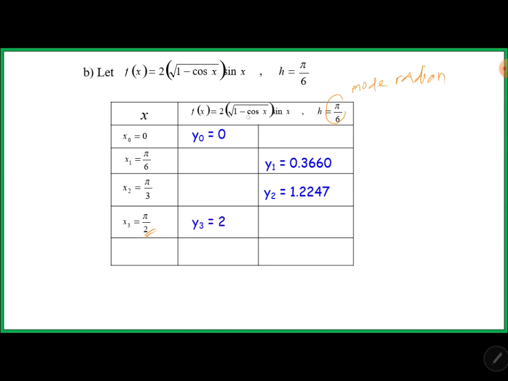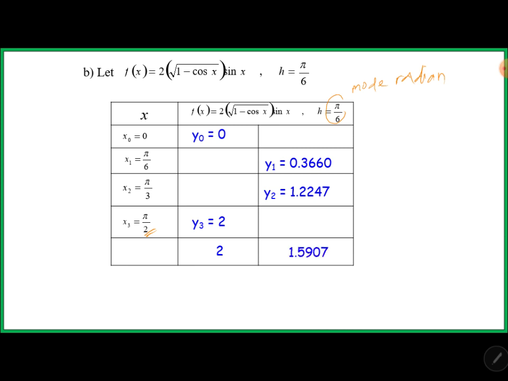So y3 is equal to 2 times the square root of 1 minus cos pi over 2 times sin pi over 2. Cos pi over 2 is 0. Sin pi over 2 is 1. So 1 minus 0 is 1. Square root of 1 is 1. 1 multiplied by 1 is 1. 1 multiplied by 2 is 2. And then total up each column. So we have 2 and 1.5907.